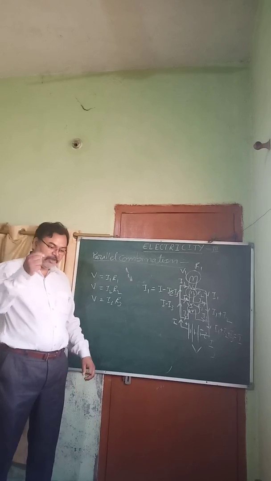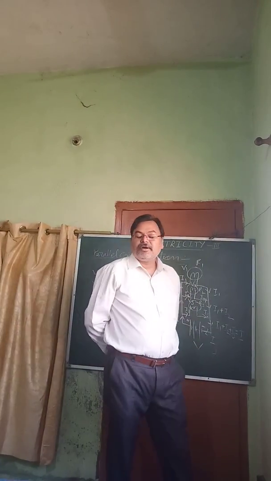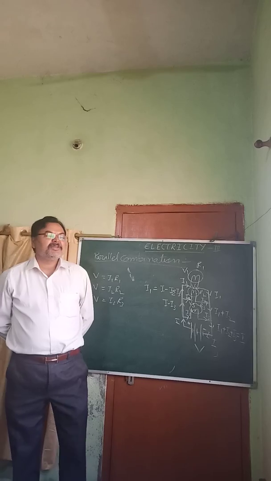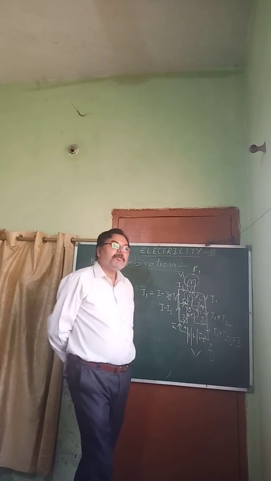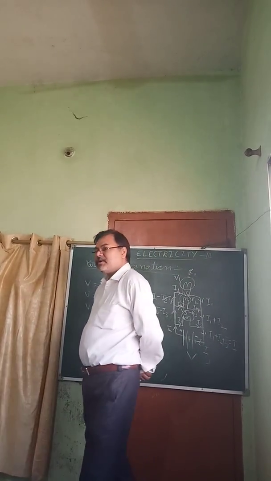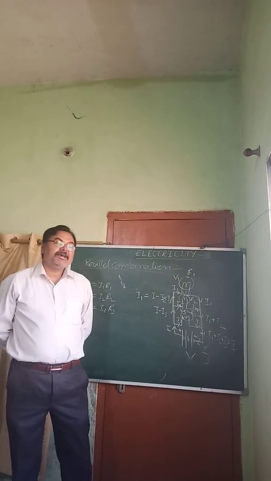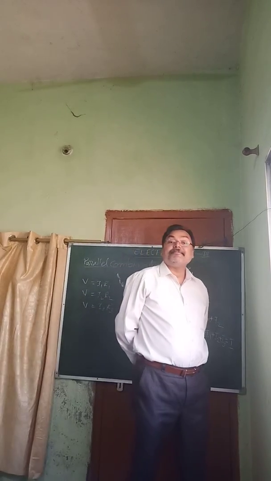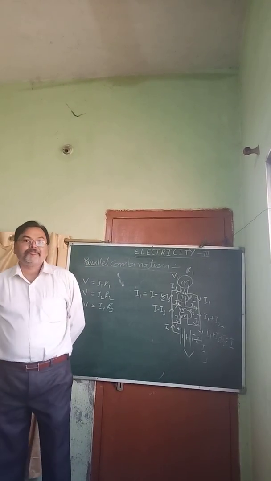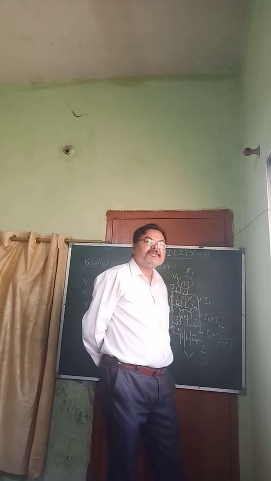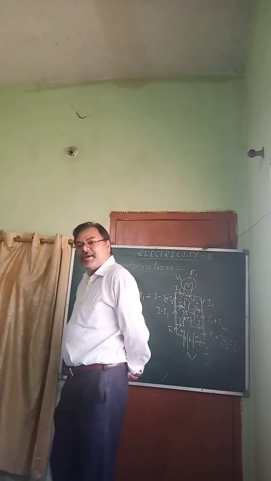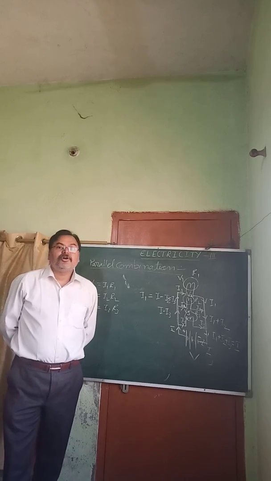So write the definition. The combination of devices or resistors in which the potential difference across each device is the same, but the current flowing through them may be different, is called a parallel combination of resistors.